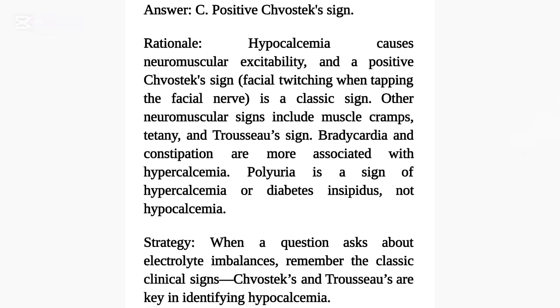Hypocalcemia causes neuromuscular excitability, and a positive Chvostek's sign, facial twitching when tapping the facial nerve, is a classic sign. Other neuromuscular signs include muscle cramps, tetany, and Trousseau's sign. Bradycardia and constipation are more associated with hypercalcemia. Polyuria is a sign of hypercalcemia or diabetes insipidus, not hypocalcemia. Strategy: when a question asks about electrolyte imbalances, remember the classic clinical signs. Chvostek's and Trousseau's are key in identifying hypocalcemia.